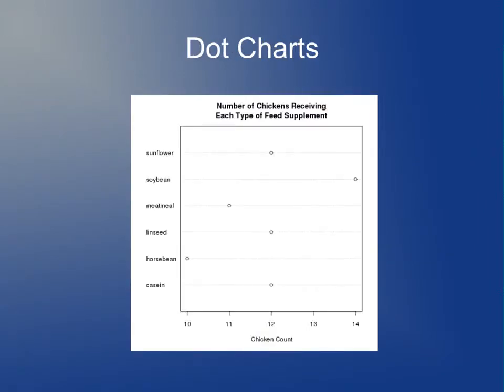The final type of graph for categorical data is called dot charts, and it just looks like this. It's similar to a bar plot, only you do it with dots rather than bars. And again, hopefully it's self-explanatory. You can see that there's 12 chickens with sunflower, 14 with soybean, 11 with meat meal, and so on.